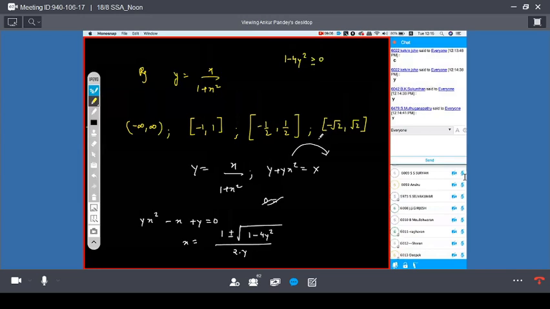Yes or no? And that is what is giving you the answer, right? Got it? No need to get confused. Clear? If you want to calculate the range, invert the function and calculate the domain. Got it?